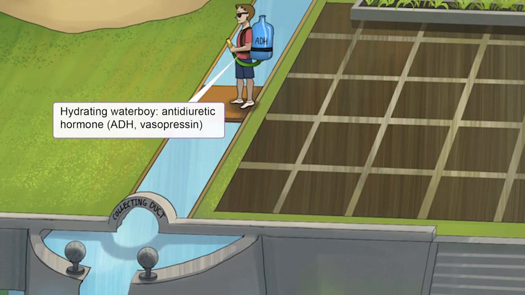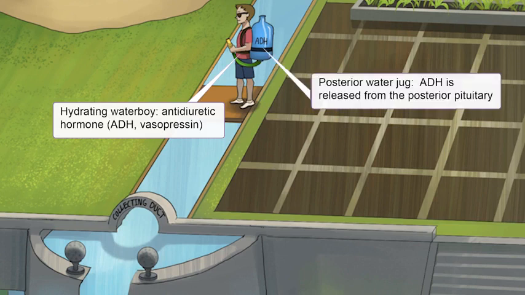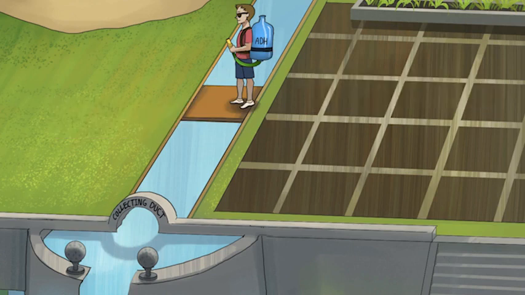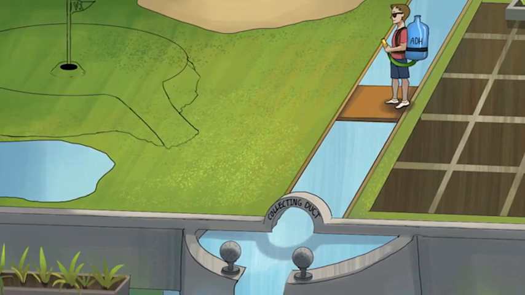ADH is a peptide hormone released by the posterior pituitary in response to rising plasma tonicity or falling blood pressure. To emphasize the posterior pituitary, we have the water boy wearing his big water jug backpack posteriorly. ADH possesses antidiuretic properties, of course, but as the name vasopressin implies, it possesses vasopressor properties as well. ADH performs these actions by activating two subtypes of G protein-coupled receptors.